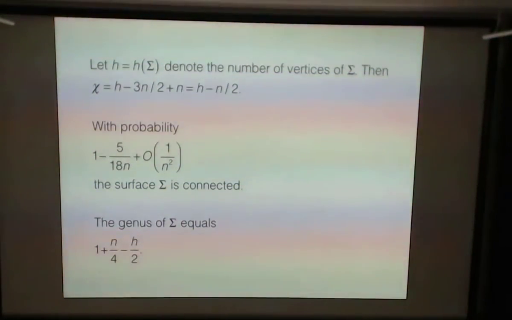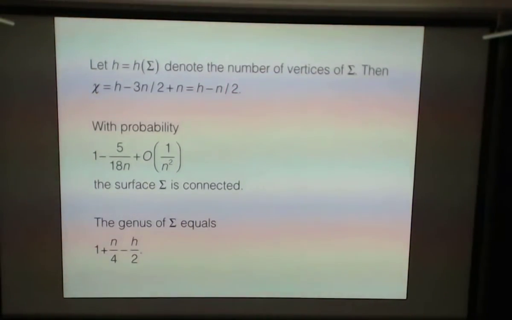So let's denote by h of sigma the number of vertices of the obtained surface. This number depends on how you glue the edges, so it is a random variable. And now, knowing this h, we can compute the Euler characteristic. h will be the number of vertices, the number of sides will be 3n over 2, and the number of triangles is n. So you see that the Euler characteristic will be h minus n over 2.